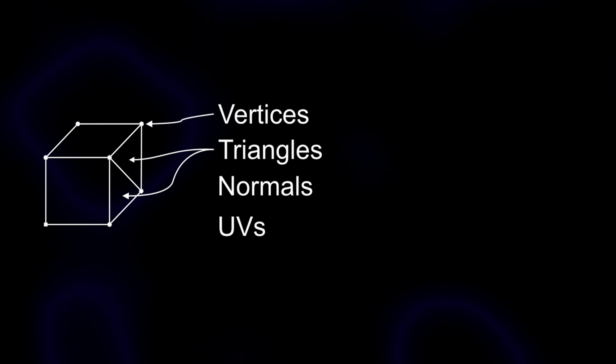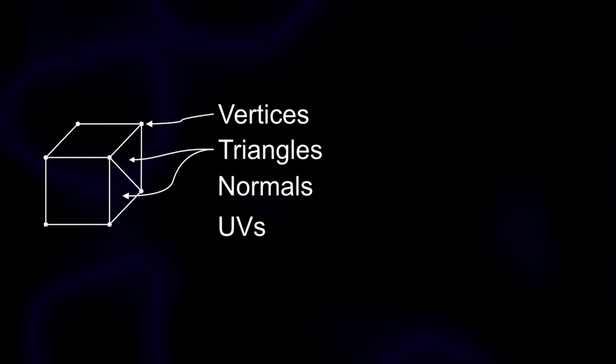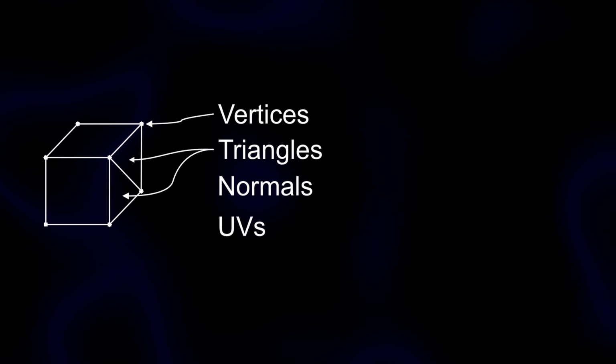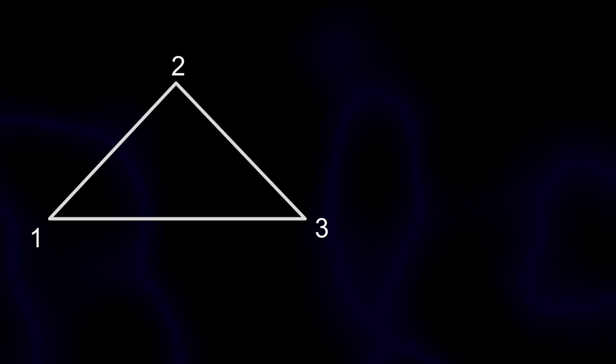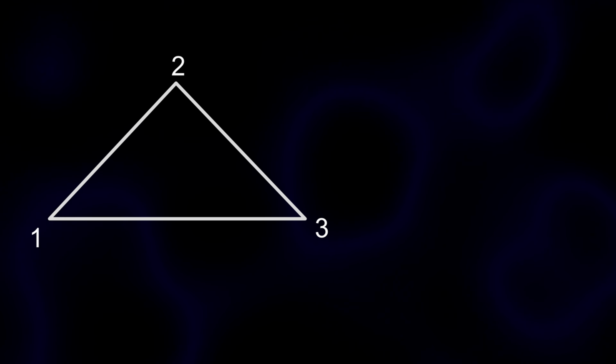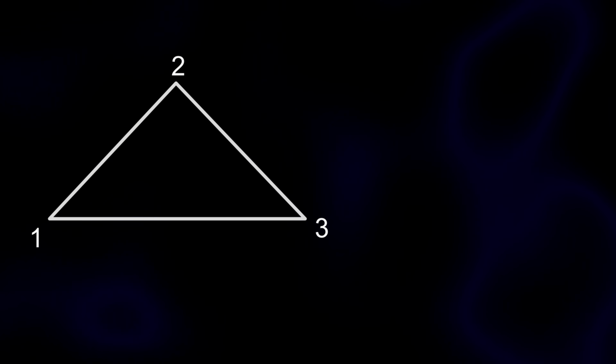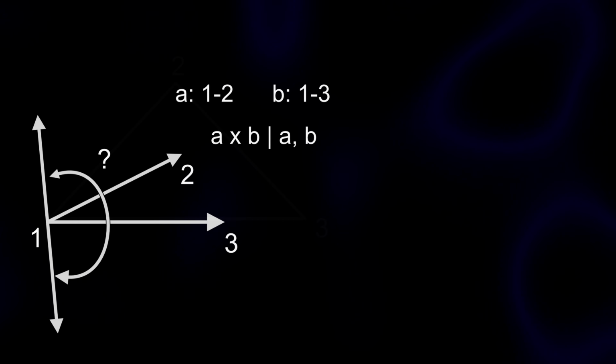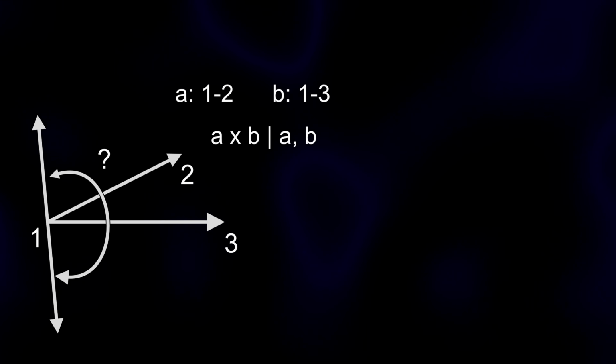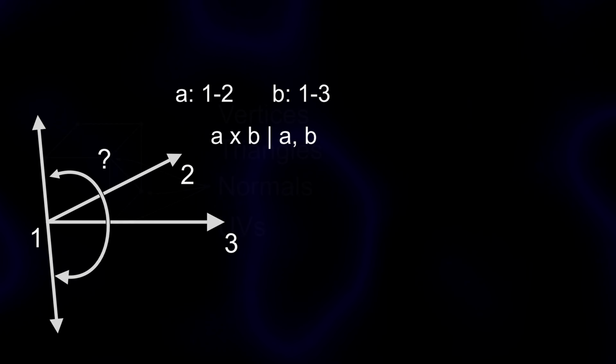The basic building blocks of a geometry are vertices that define the outer shape of the geometry and triangles that define the surface. Note that for triangles, the order of the vertex IDs is what actually makes a triangle front or back facing. A simple way to remember this is computing the cross product of the sides.